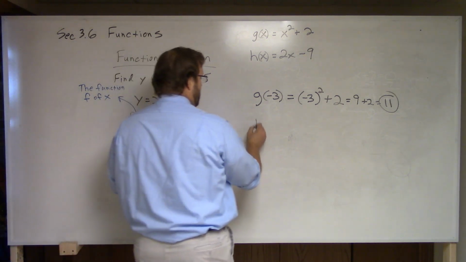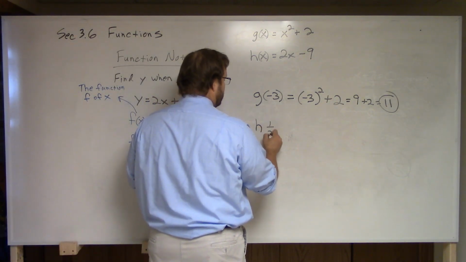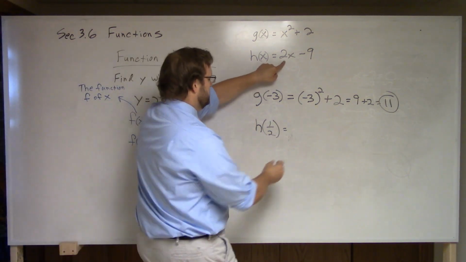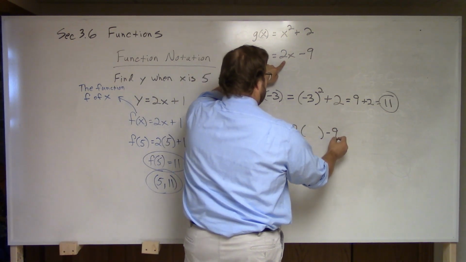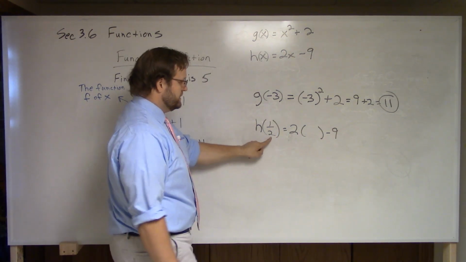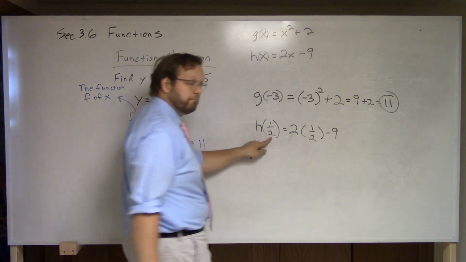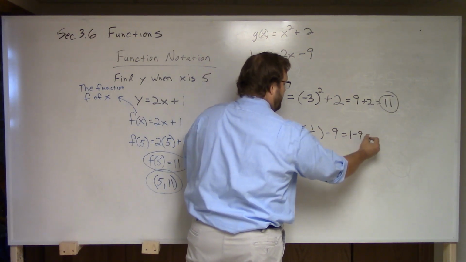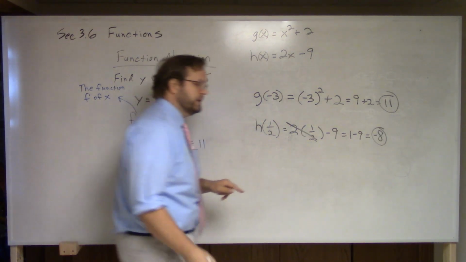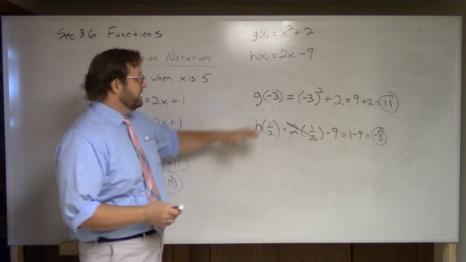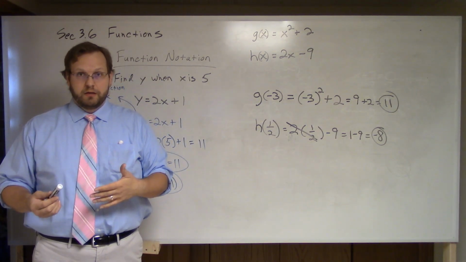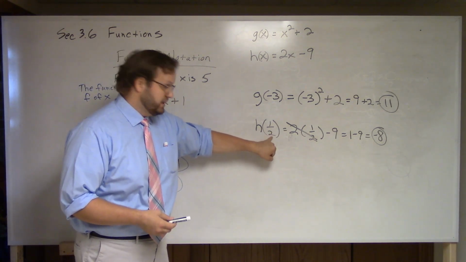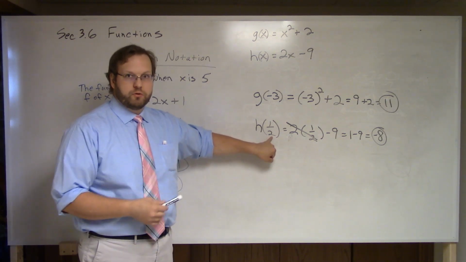If I go with h of, let's say, 1/2. H tells me, use this, 2x minus 9. This goes into that blank spot. 2 times 1/2 is a 1. And I get negative 8. Again, this is very, very important on how things are written. Don't overthink it though, okay? All it's telling you is what expression to use and what to plug into those blank spots. Nothing more than that, okay?